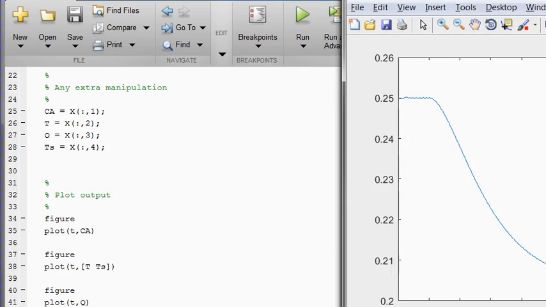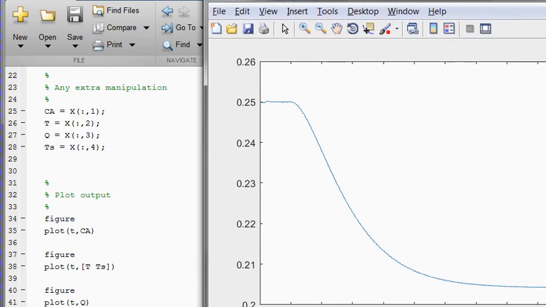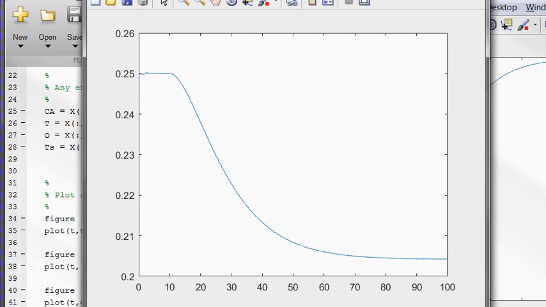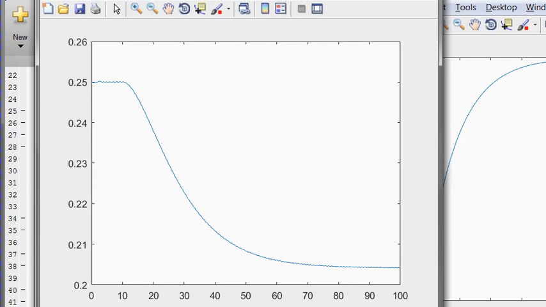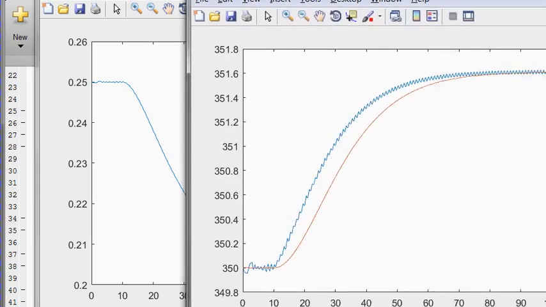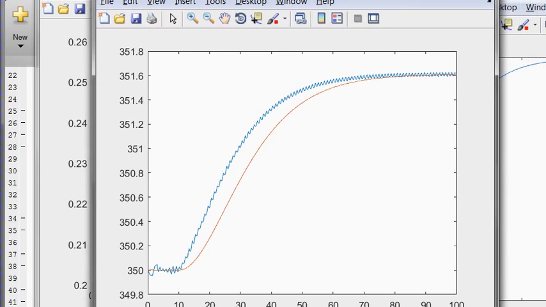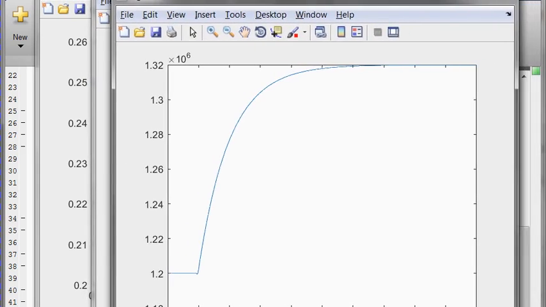And when I run the script, I get 3 figures appearing. The first one is for my concentration. The second one is for my temperature and temperature sensor. And the third one is for my heat load. As you can see, the heat load acts the way you would expect it to. It starts at 1.2, and at time t equals 10 seconds, it starts to rise, and then levels off at its new steady state of 1.32, which is the final Q spec. So that's fine.